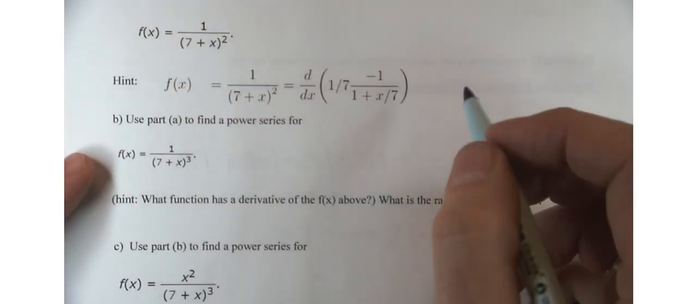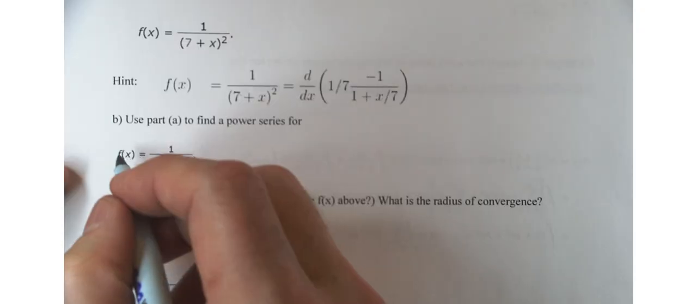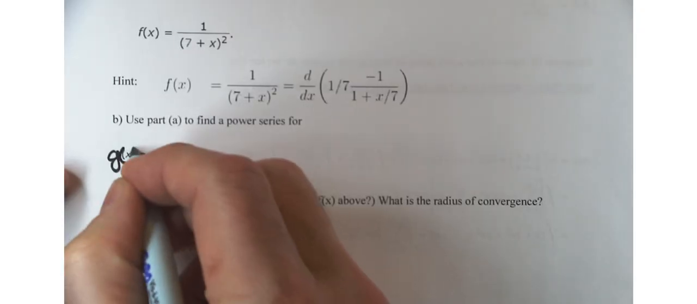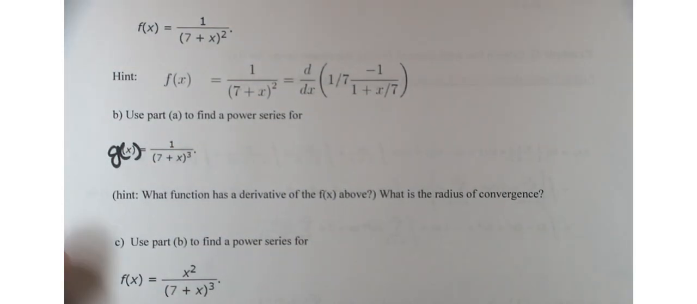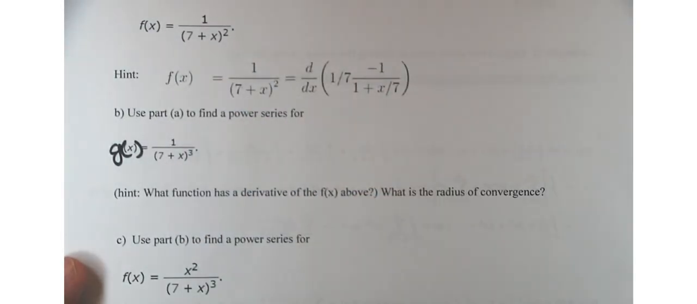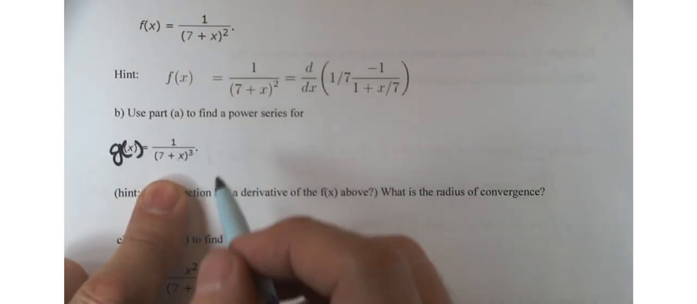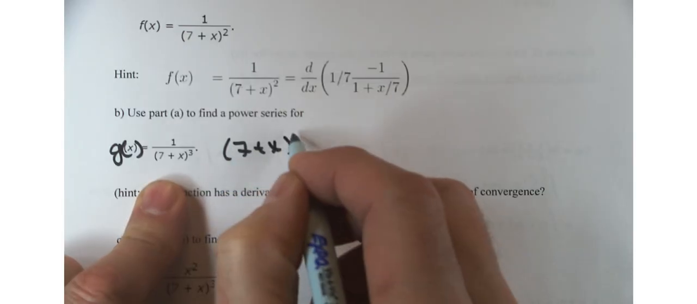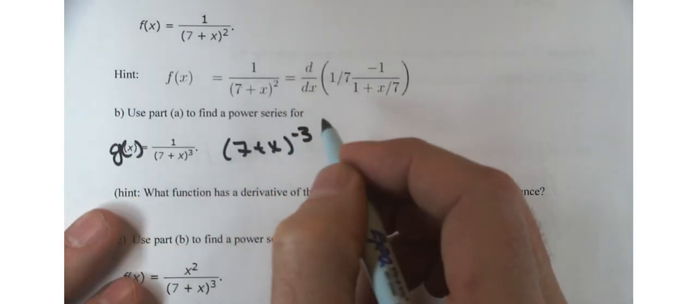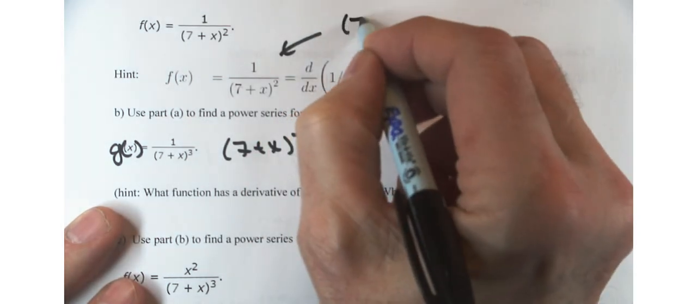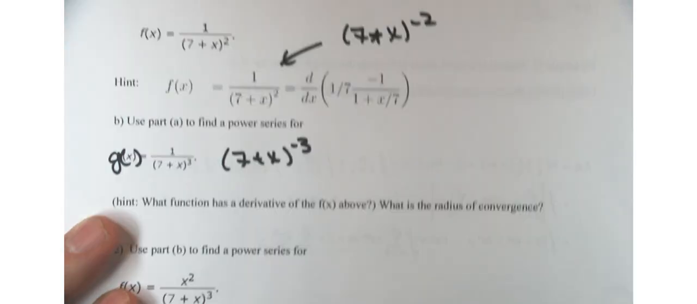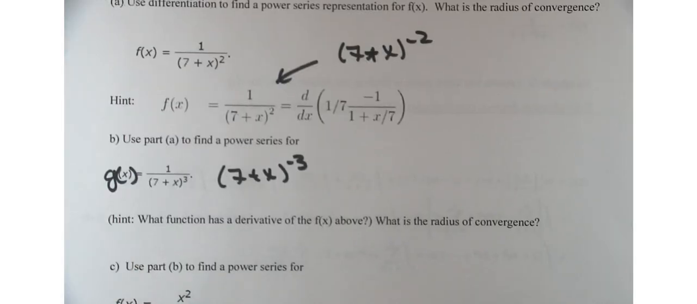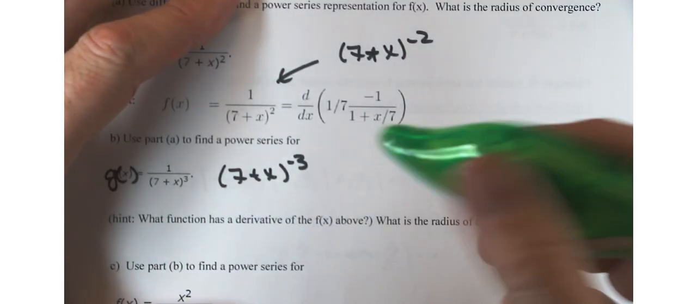Let me help here. Maybe it would have helped if I called this a g of x, so that you can look at this and realize that they're different functions. And well, let's see. We've got 7 plus x to the third power. Let me also write that as 7 plus x to the negative third power. And this I could write as 7 plus x to the negative second power. Is that suggesting anything? How might these two be related?